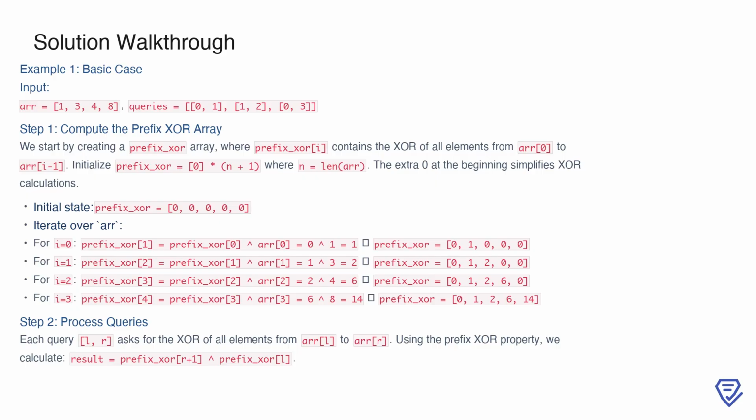For example, the first value is 0 XOR 1 equals 1, then 1 XOR 3 equals 2, followed by 2 XOR 4 equals 6, and finally 6 XOR 8 equals 14. This gives a prefix XOR array of 0, 1, 2, 6, 14. Once we have this array, we can process each query efficiently. For any query [L, R], the XOR result is given by prefix_XOR[R+1] ^ prefix_XOR[L], leveraging the properties of XOR. This allows us to compute results without recalculating the XOR for every subarray from scratch.